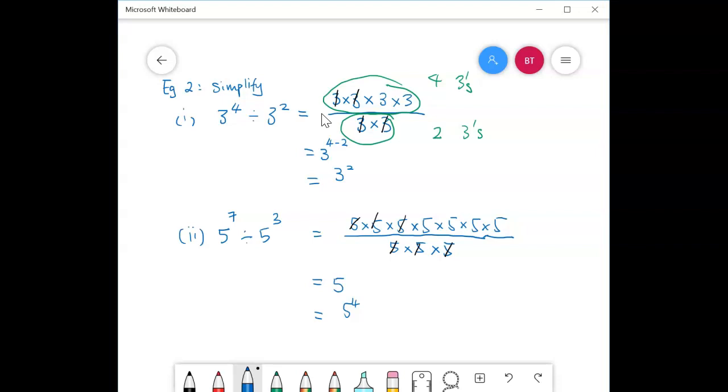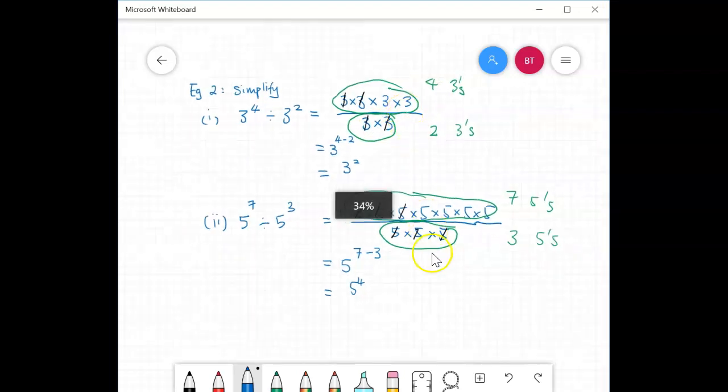And in part 2, a similar thing happens. In the numerator, I have a total of 7 fives. In the denominator, I have a total of 3 fives. And when we take 7 minus 3 in the power, we get 4. So this process is really counting the difference in the number of the base appearing in the numerator and denominator. So we shall now try to generalize this observation.